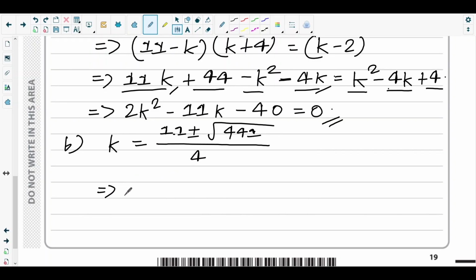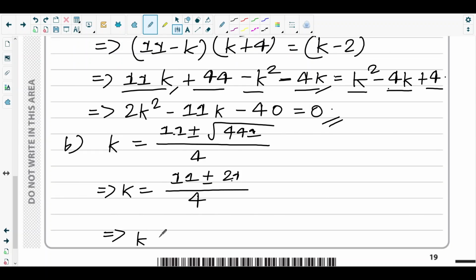So the square root of 441 is 21. So k equals 11 plus minus 21 over 4. Okay, the middle term was supposed to be 21 and 10, but that's fine. We have figured it out using the quadratic formula. No problem, both will work.